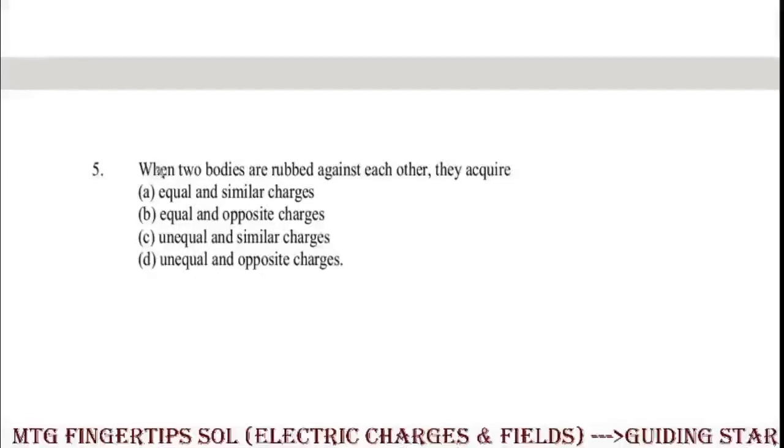So when two bodies are rubbed against each other they acquire equal and similar charge. Clear? That will be wrong. Similar charge means both will be positive or both negative, which is not correct. Equal and opposite charges will be correct, because equal in magnitude, and opposite means one positive and the other negative. Unequal and similar charges is not correct. Unequal and opposite charges will also not be correct. So option B is the correct one.